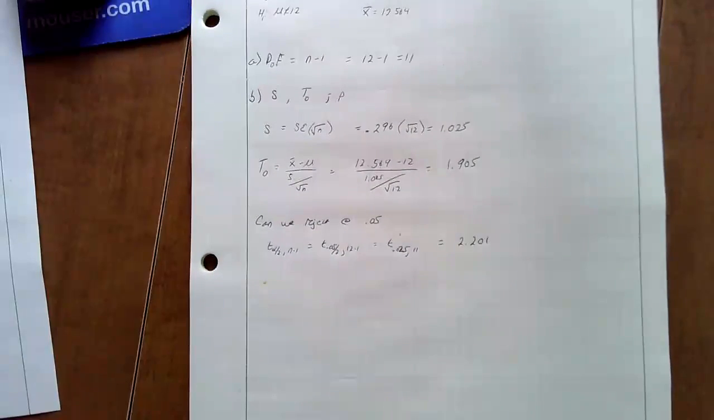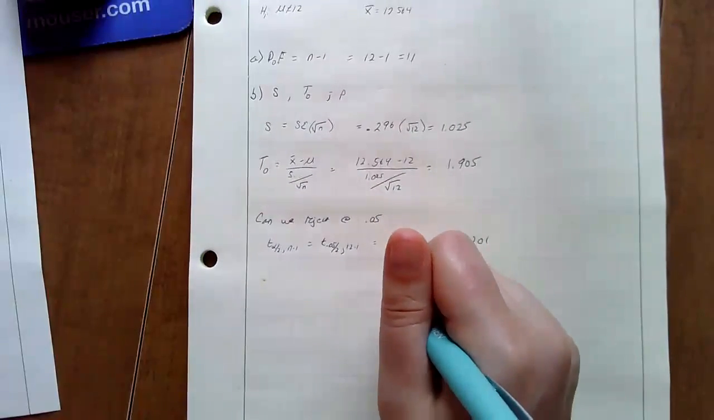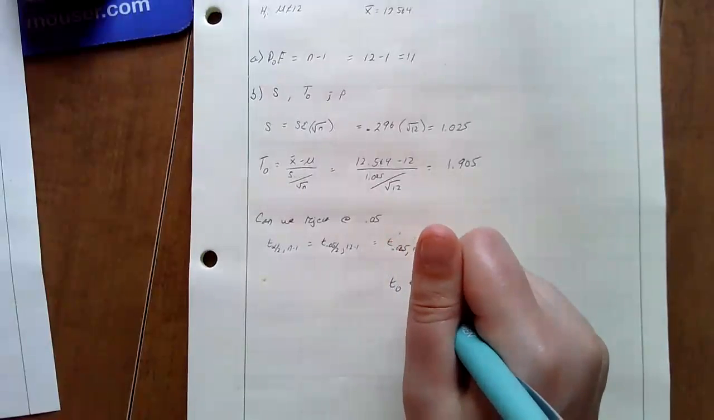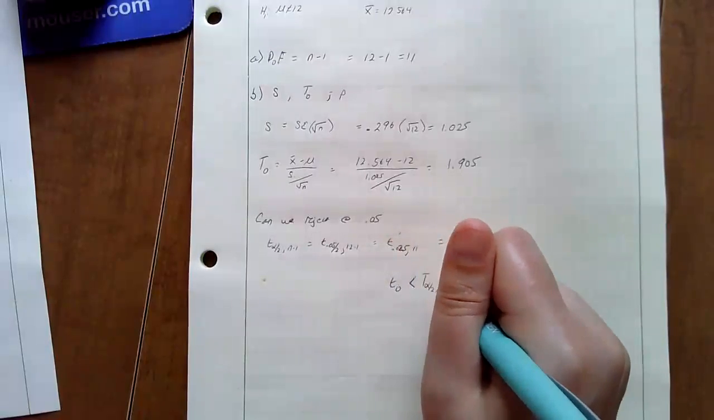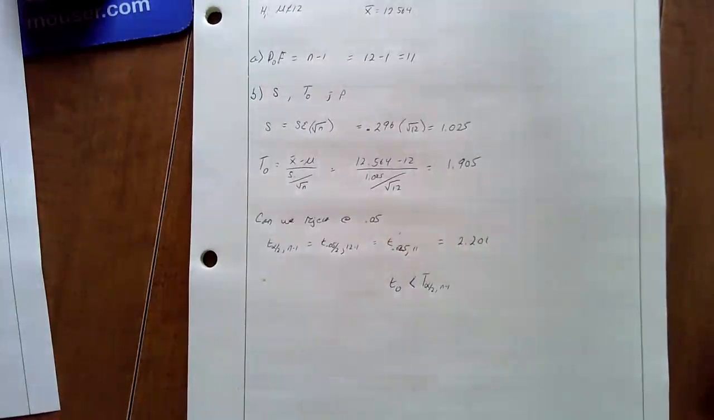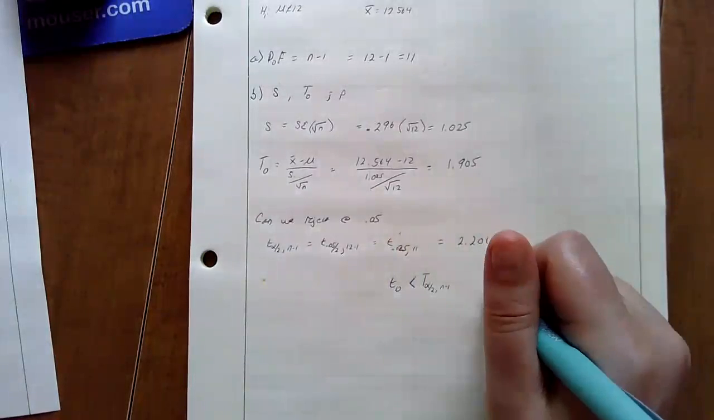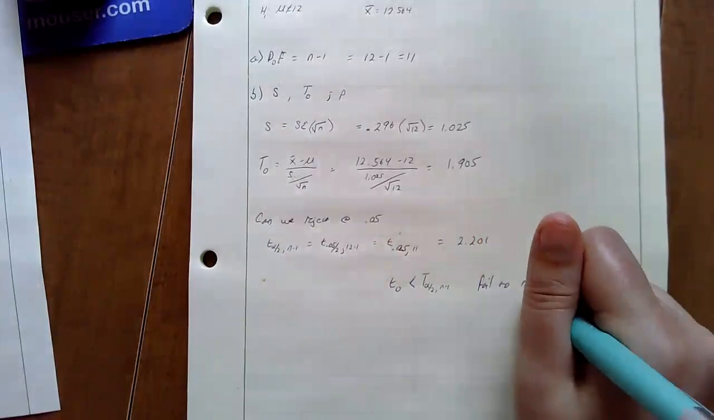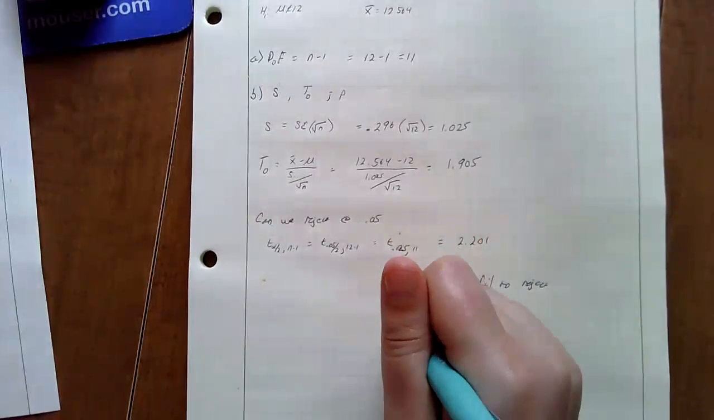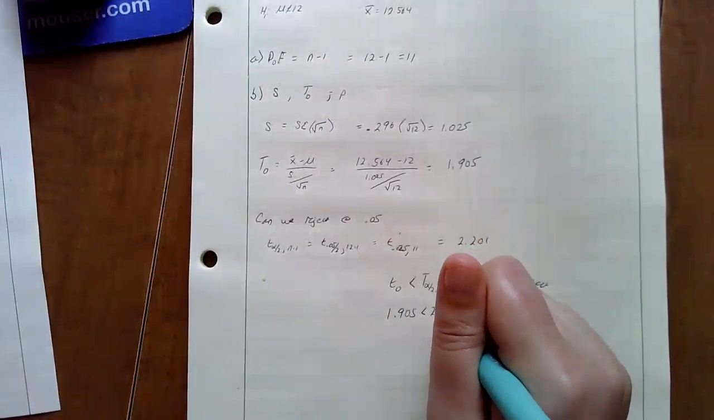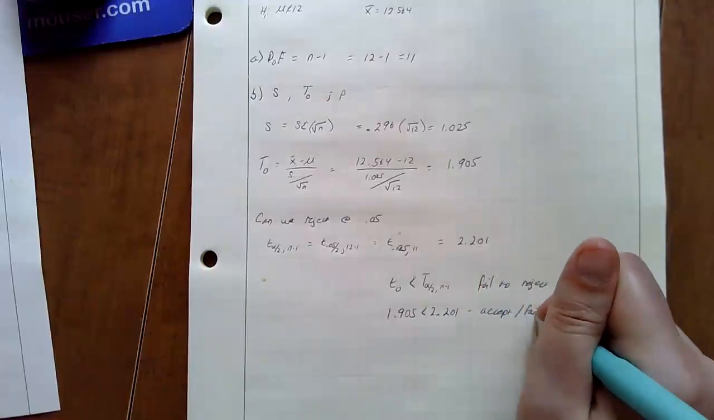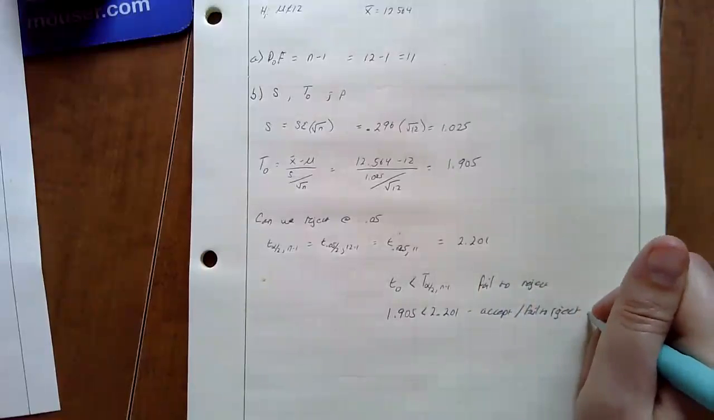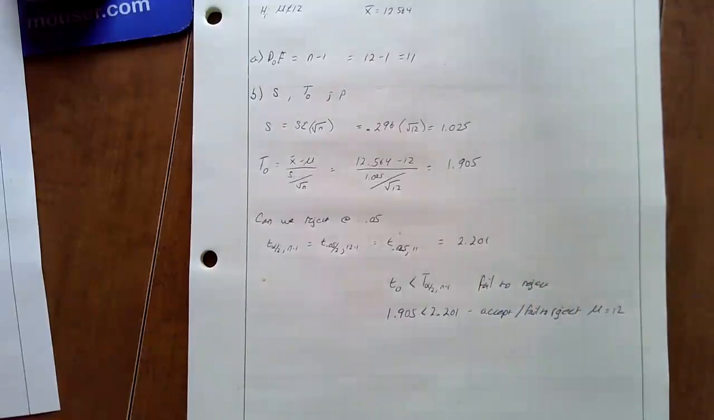And we know from our basic hypothesis testing that if t0 is less than the test statistic for that t of alpha over 2, n minus 1, that we are going to fail to reject it. So because 1.905 is in fact less than 2.201, we accept, or fail to reject, the null hypothesis equal to 12 at the 0.05 significance level.